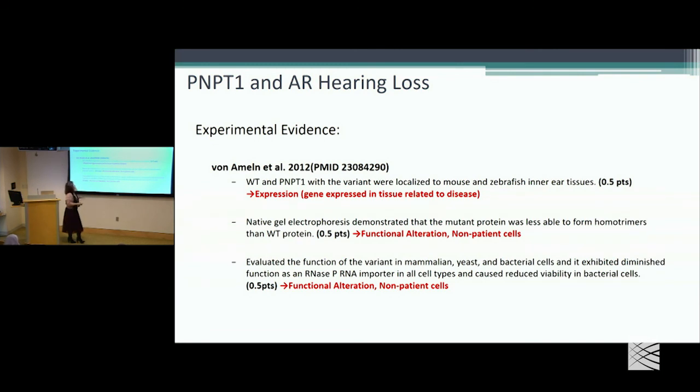Evaluated the function of the variant in mammalian, yeast and bacterial cells, and showed it exhibited diminished function as an RNase-P RNA importer in all cell types and caused reduced viability in bacterial cells. Again, showing some functional impact, but does that mean it's going to cause hearing loss in a patient? A little hard to tell, so they scored it 0.5, so not a whole lot of data.